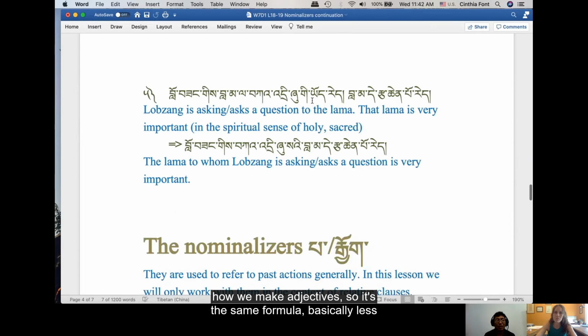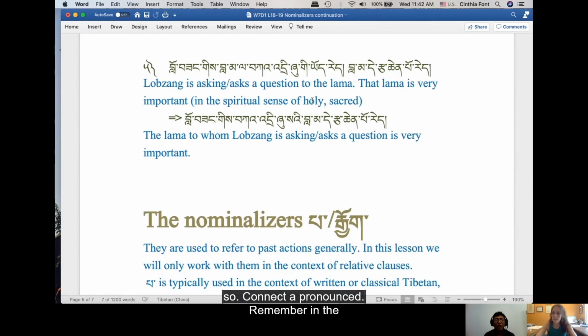Then Lobsang, although we also pronounce this as like lopsang. Remember in our orientation. Okay, in two sentences. Exactly. So I'm going to read the translation for the relative clause. The lama to whom Lobsang is asking a question is very important.